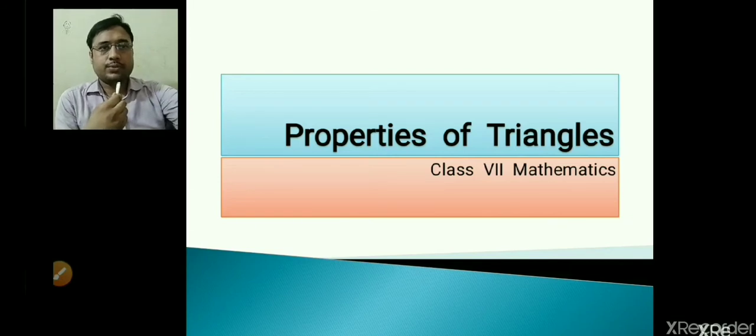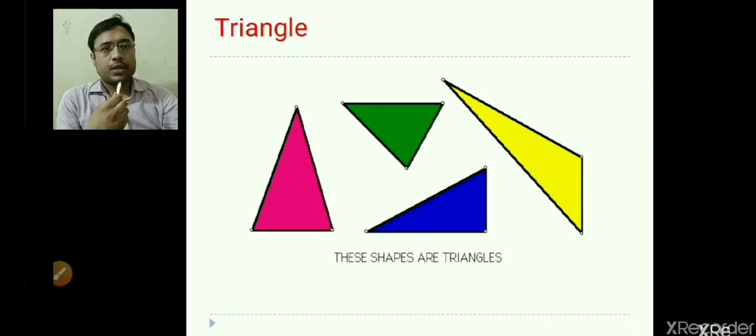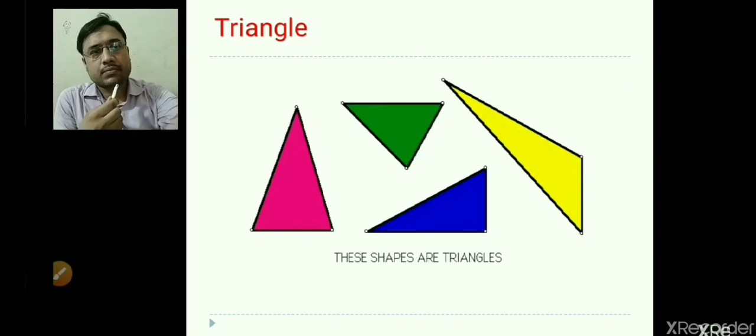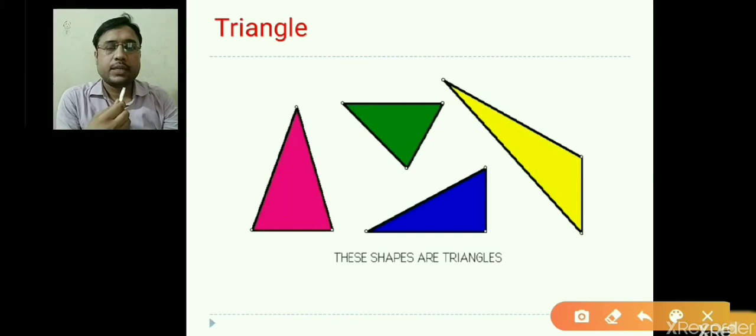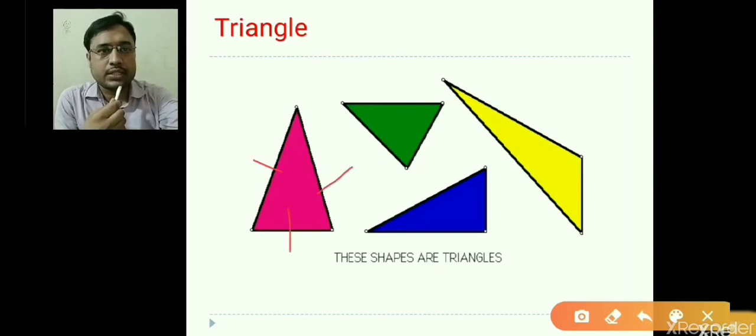So let's start, students. You can see the triangles are having different shapes. These triangles all have different shapes based on their side measurements only, but all the triangles here have three sides. So the triangles are formed of three sides and three vertices. Here you can see side 1, side 2 and side 3. So three sides are there in all the given shapes.